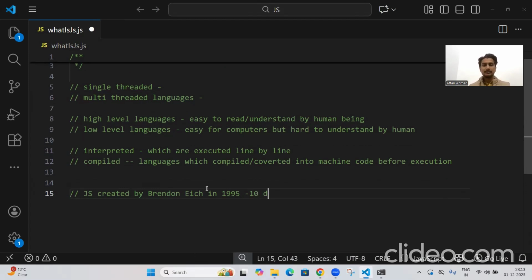10 दिन में उन्होंने ये लैंग्वेज बना दी थी, ठीक है. And initially it was named Mocha, then it was renamed to LiveScript, and ultimately it was renamed to JavaScript. And then in 1995, it was submitted to ECMA, and it was standardized there. So this is a little history about JavaScript.